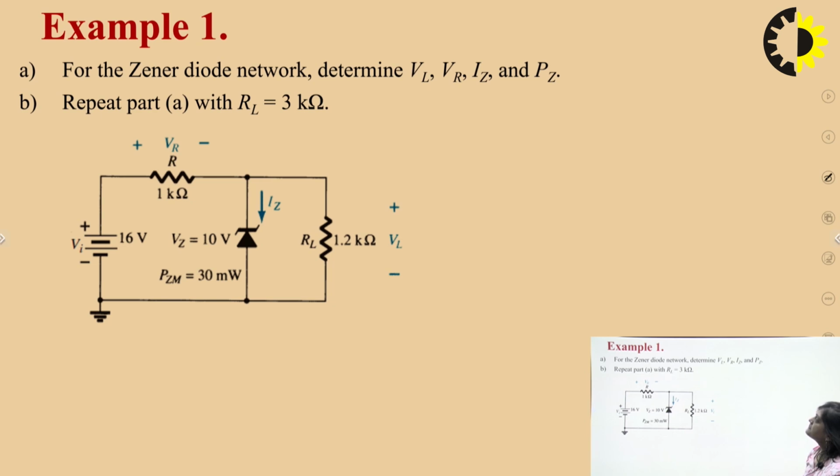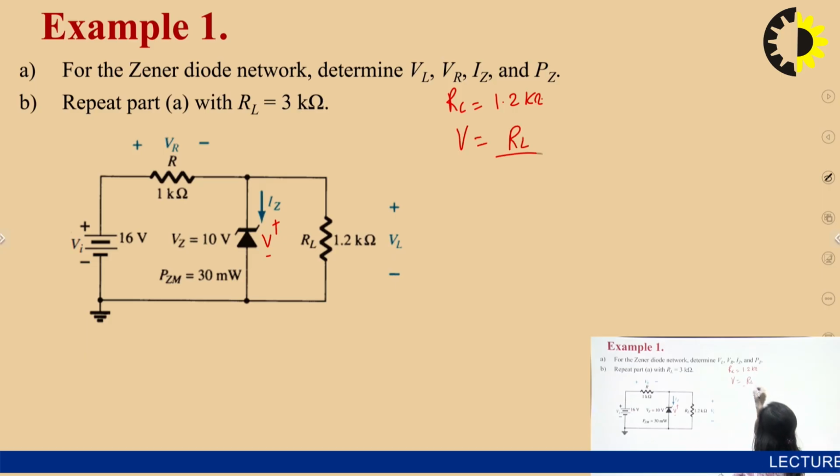In this question we have to find the value of VL, the voltage across the load resistance RL, and the voltage across the series resistance R, that is called VR, IZ and PZ. For the first part, we take the value of RL as 1.2 kilo ohm. First we have to find the value of V, the voltage across the Zener due to the supply voltage Vi. For finding V, we apply RL upon RL plus RS multiplied by Vi.